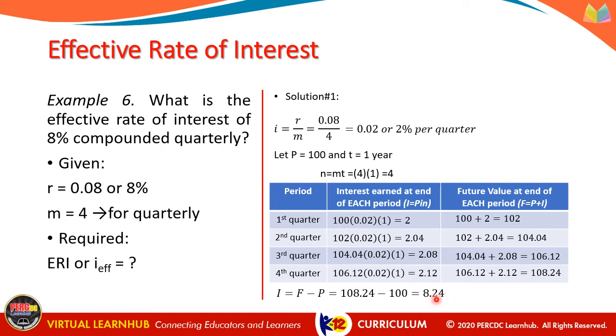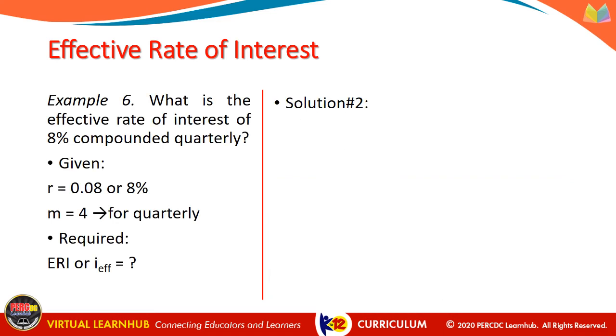This is 8.24% of our principal 100 pesos, right? So, our effective rate of interest is 8.24%. We can say that 8% compounded quarterly has an effective rate of interest of 8.24%. Alright? Let's have solution number 2.